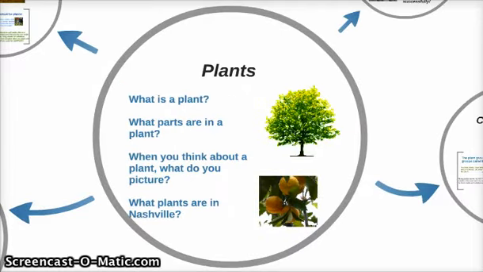Before taking notes, I am going to read each of the questions on this slide. After I read each question, I want you to think about what you already know about each one. So here are the questions.